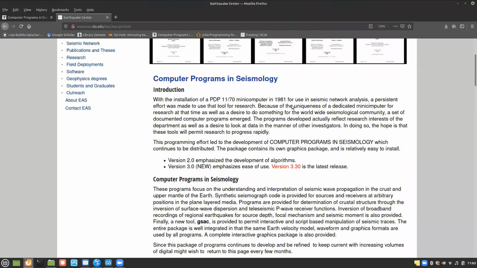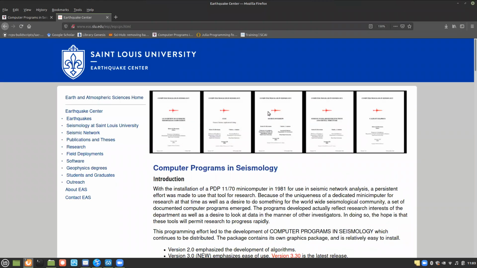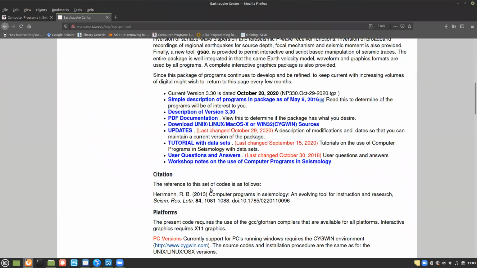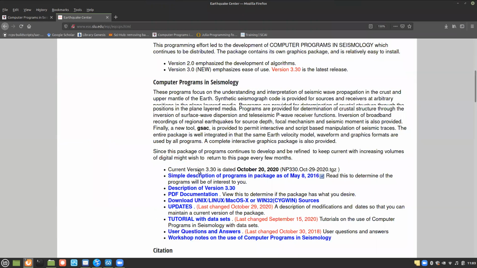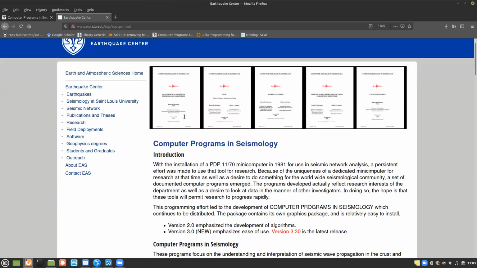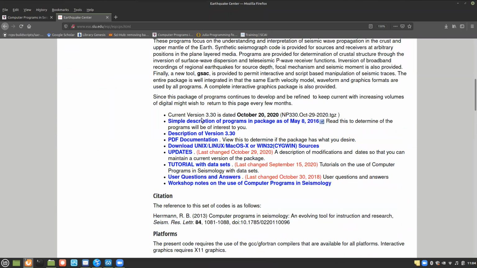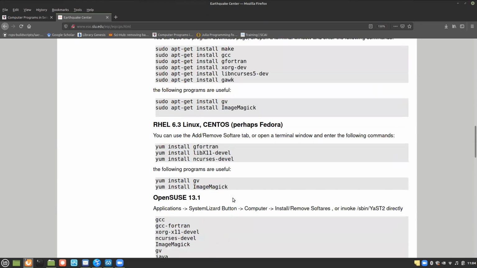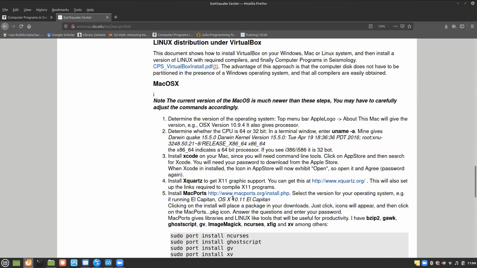Okay, so the main program I will be going through today is this program by Herrmann. It's very famous in seismology, computer programs in seismology, and it virtually helps you do a lot of things. I think I also sent you the link to this website. You have the documentation, the source code, some tutorials which we'll be looking at, and some updates, some workshops, and also some dependency programs that you need to install for it to work smoothly.